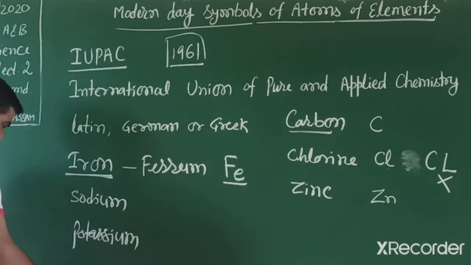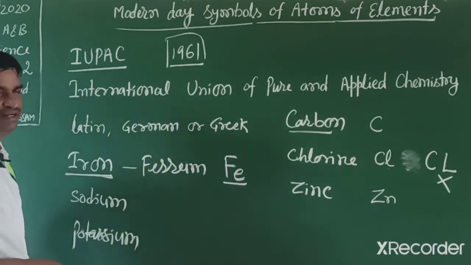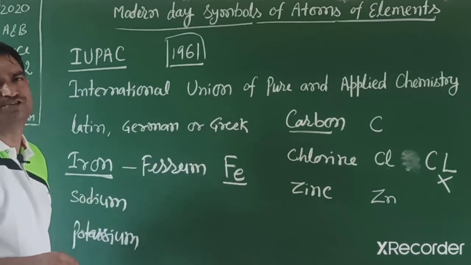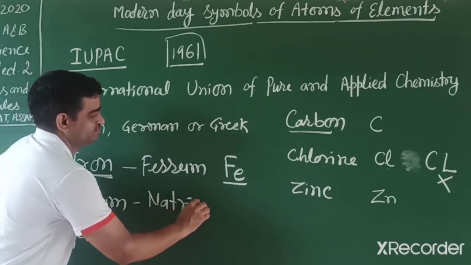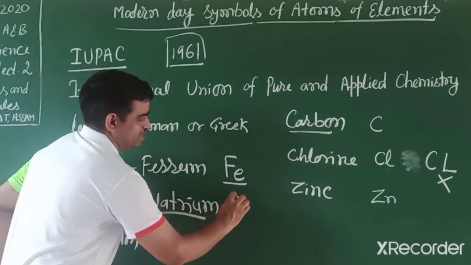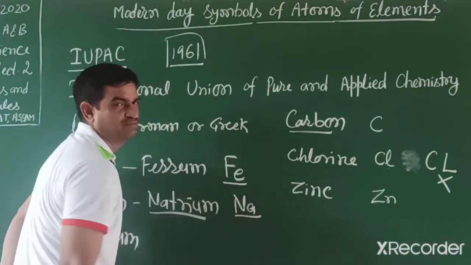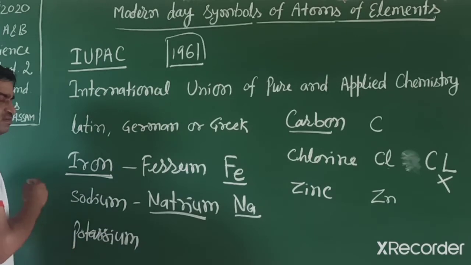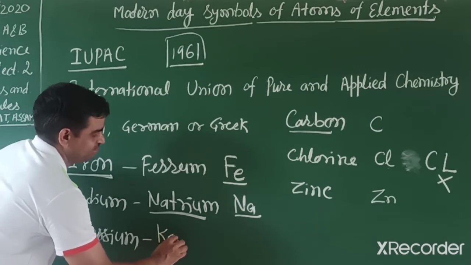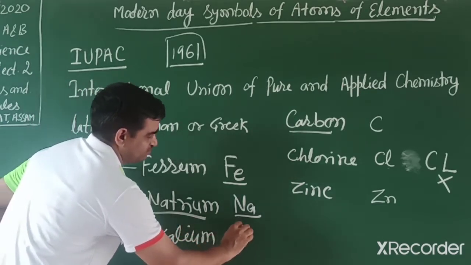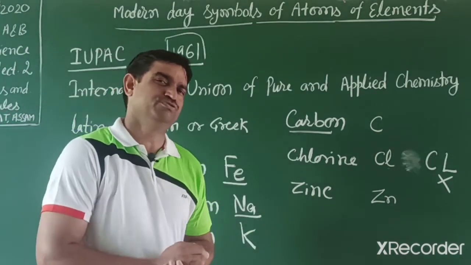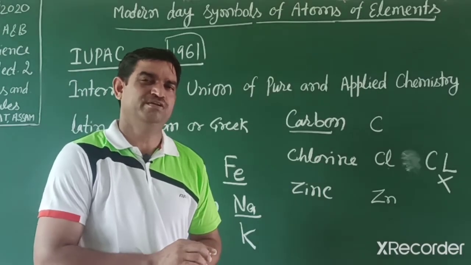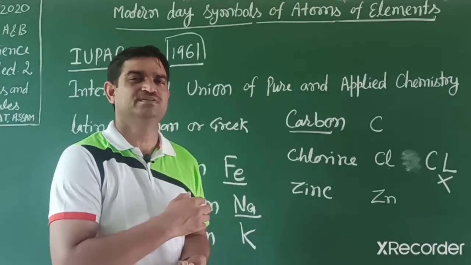Sodium. Sodium again has a Latin name. S is already given for sulfur. So the Latin name is natrium, and we write Na. Sodium's symbol is Na. Potassium: P is already given for phosphorus. So potassium's Latin name is kalium. So potassium's symbol is K.